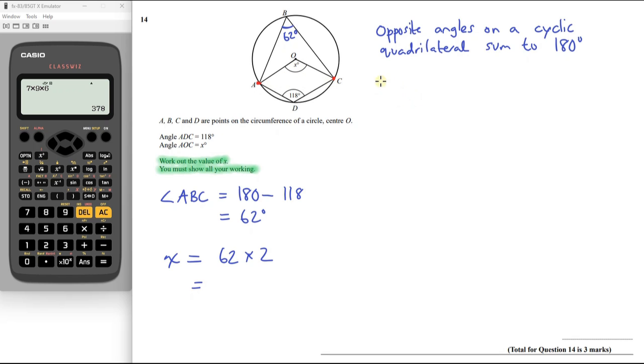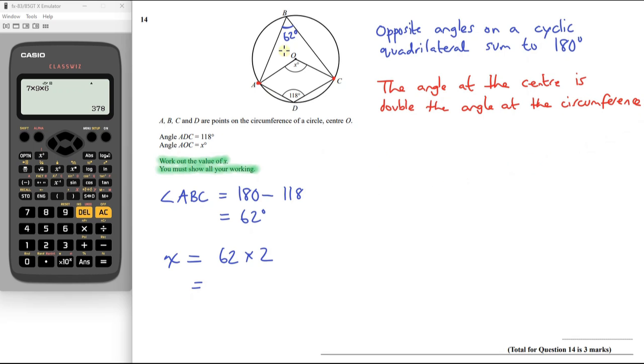The angle at the center is double the angle at the circumference. Okay, so I know that it's 2 times 62, which is 124 degrees. And that is what we're looking for. We're looking to work out the value of X. So my answer is 124 degrees.